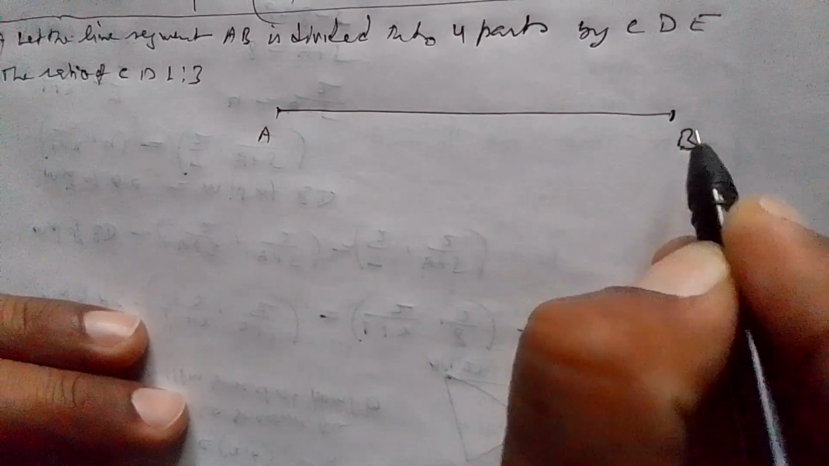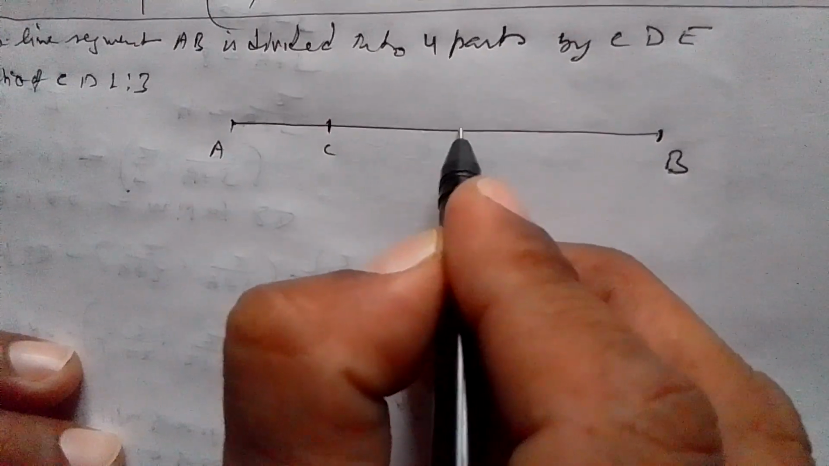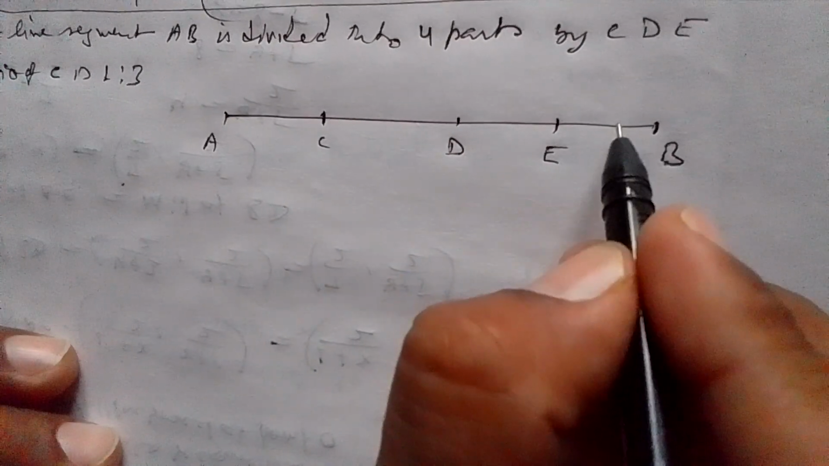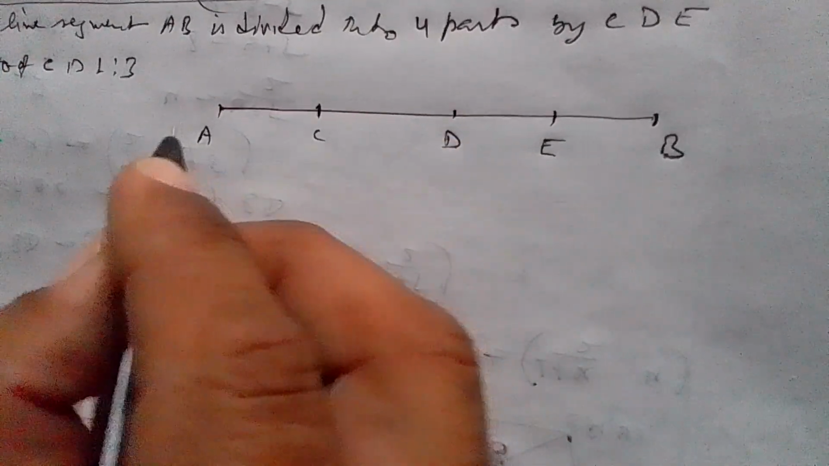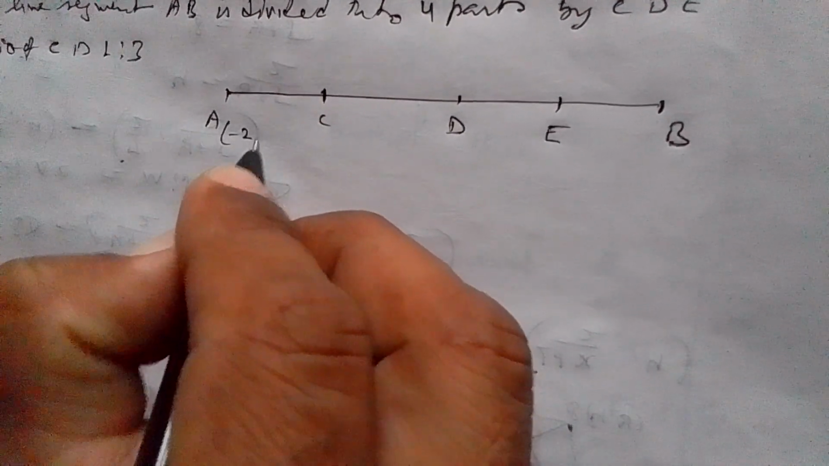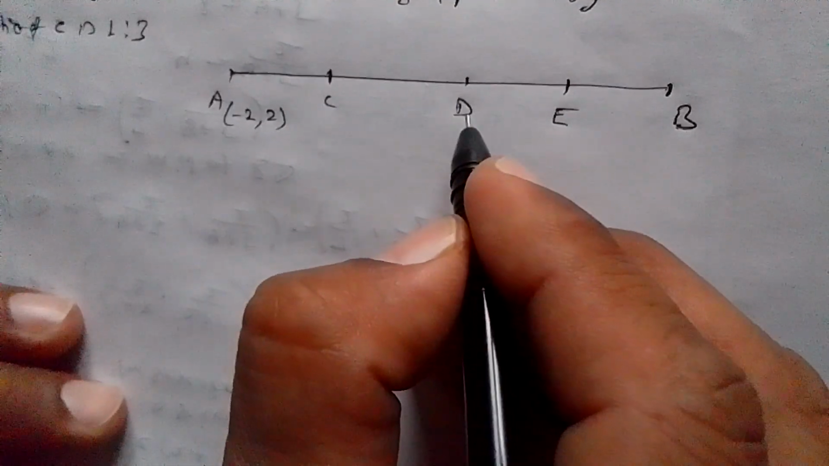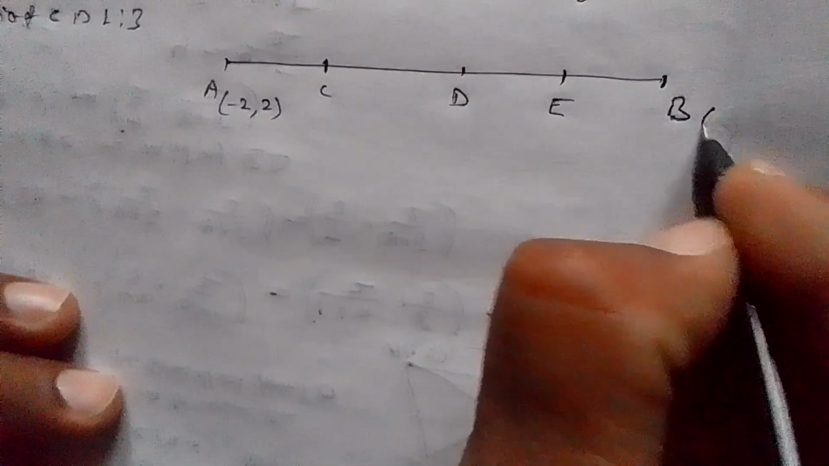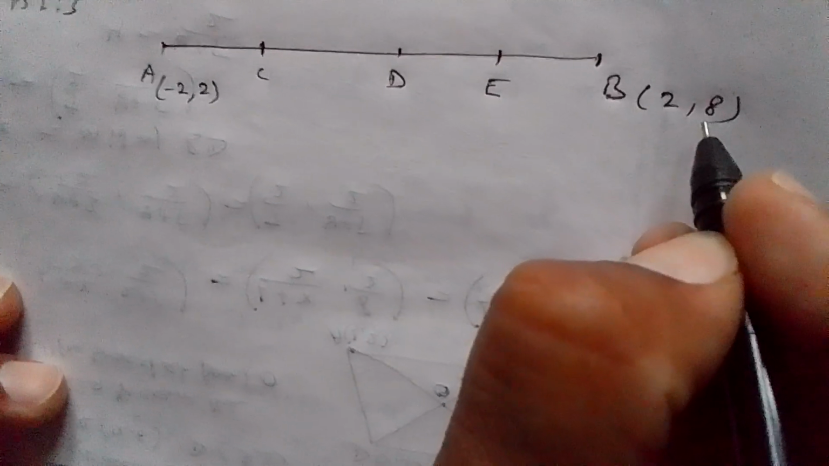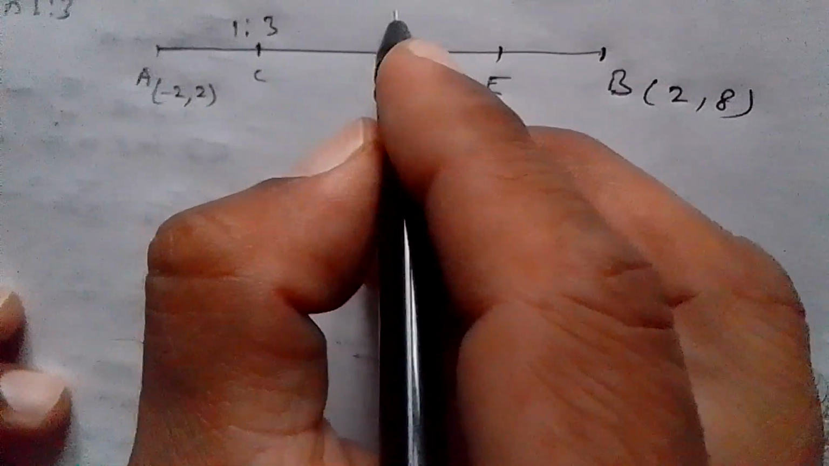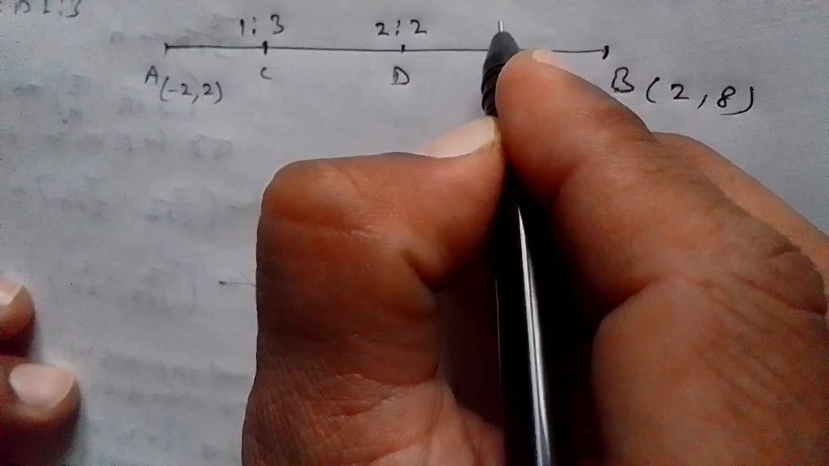This is the line AB, point C is here, point D is here, point E is here. So 1, 2, 3, 4, it is divided into 4 parts. Point A has coordinates minus 2 comma 2. Point C's coordinates are not given. Point B has coordinates 2 comma 8, and point C divides in 1:3. Point D equally divides 2:2 and point E divides in ratio 3:1 on the line.